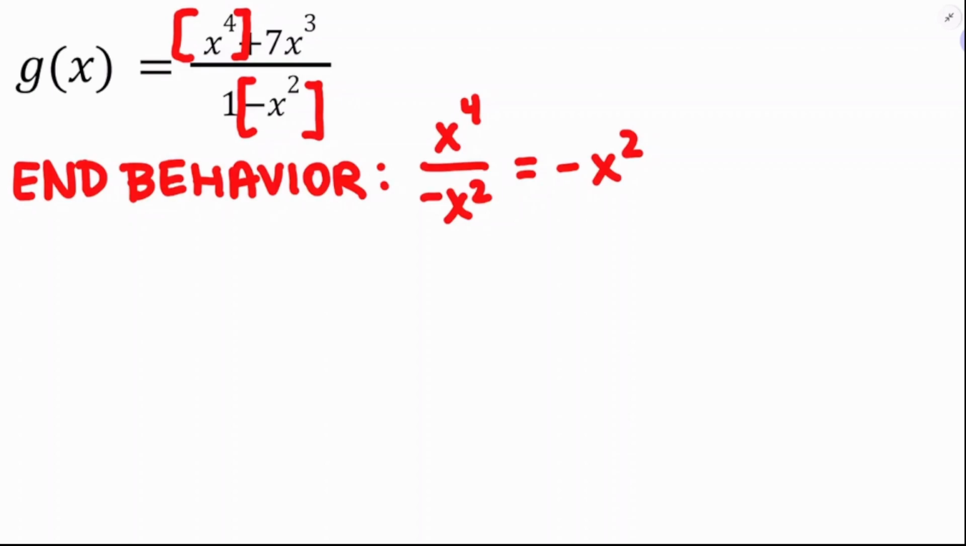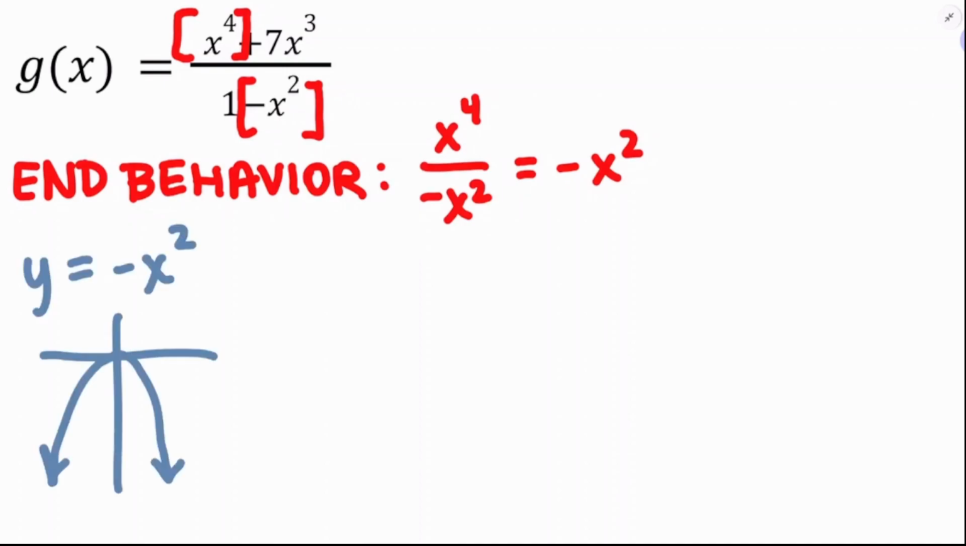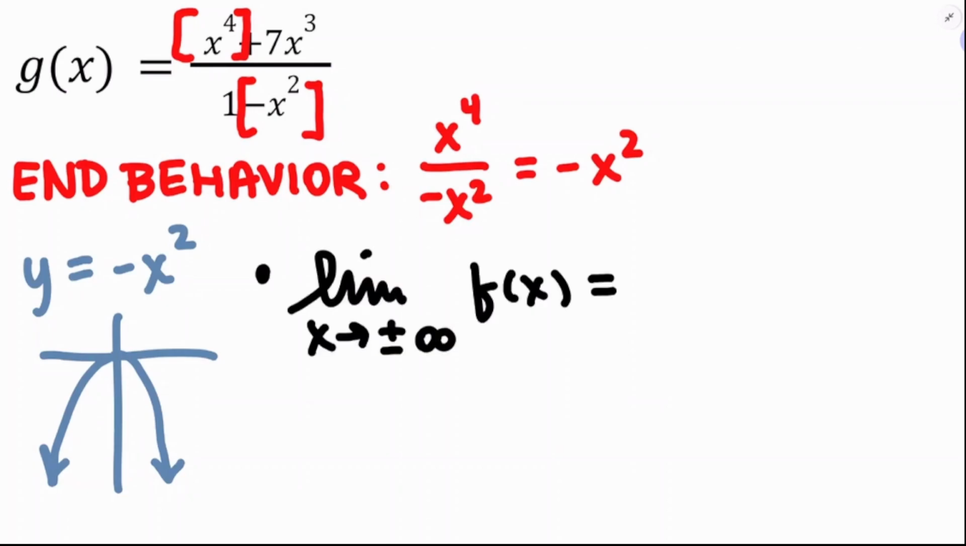And we know what the graph of y equals negative x squared looks like. So we're going to look at the end behavior of an even degree polynomial with a negative leading coefficient, and we're going to say that as x approaches infinity or negative infinity, f of x is definitely going to negative infinity because we're seeing both sides of this parabola pointing down.